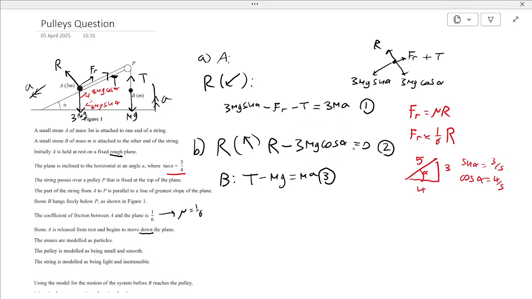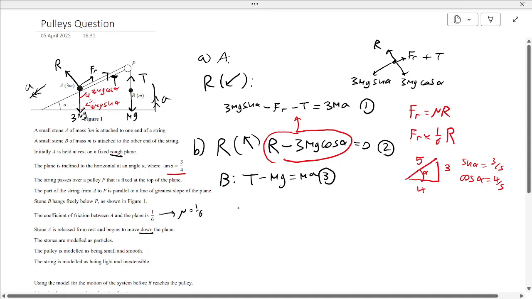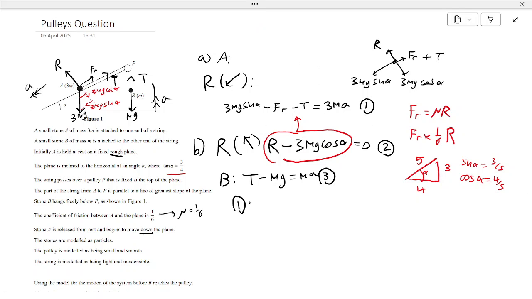Okay, now I'm ready. 99% of the time, you're going to start with equation 2 here, and sub that in straight away, in this case into equation 1, once I replace friction with mu R. So I have 3mg, now sine alpha is 3/5, so 3 times 3/5 is 9/5. So 9/5 mg minus friction, which is 1/6 R, minus T equals 3ma. I've just rewritten that there. I'm now going to write equation 3 underneath, which is T minus mg equals ma.